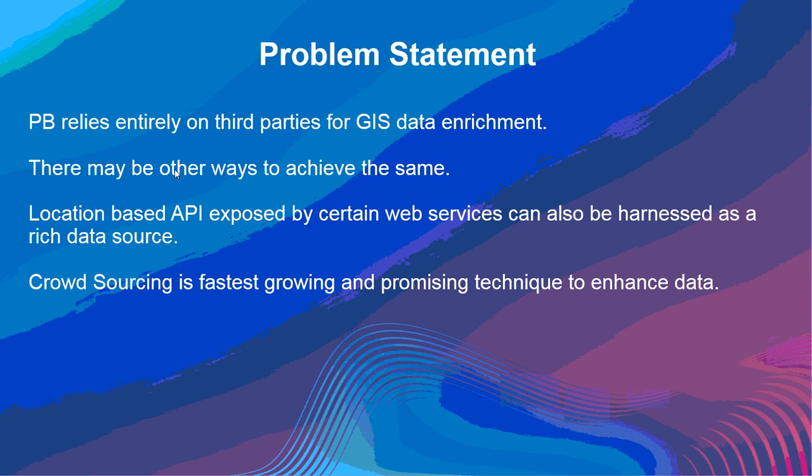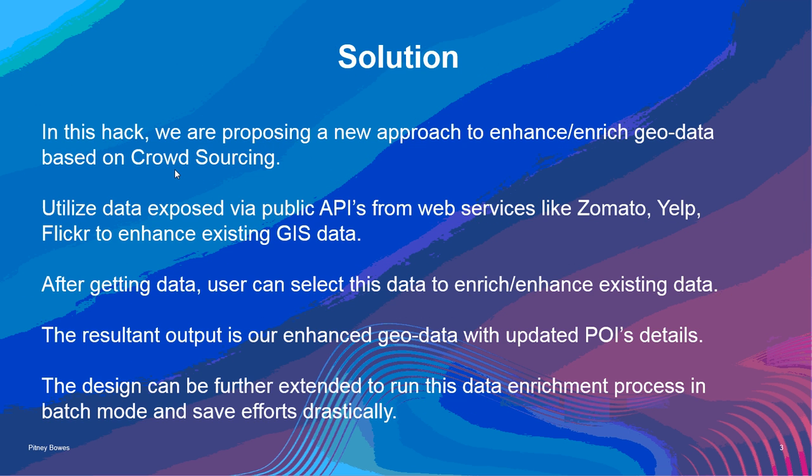So the solution that we are proposing here is that we utilize the data exposed by public APIs from web services like Zomato, Yelp, Flickr, Foursquare, and there are some government websites too, like data.gov, that expose valuable data through REST and SOAP APIs. So we propose that we utilize the data exposed through those APIs to enrich our existing GIS data.